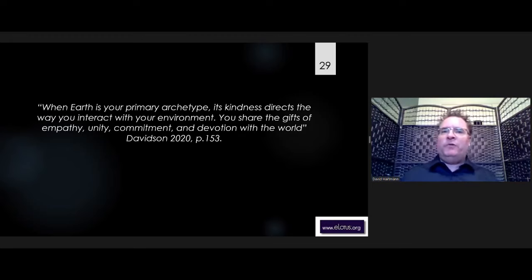In terms of the 5 element archetypes, as I stated, the Earth archetypes are more likely to be an empath than any of the other archetypes.